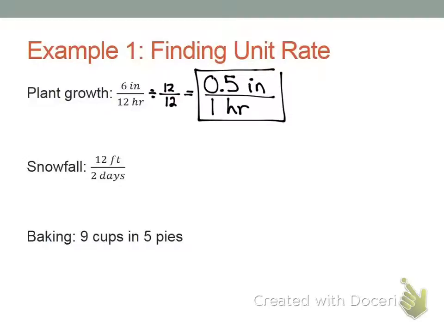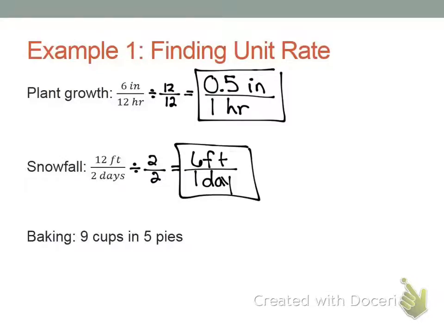All right, now in the second example, snow fell 12 feet in 2 days. Find the unit rate. So whatever unit is down here in my denominator, I want it to cancel down to 1. What would I divide 2 by to get it to cancel to 1? 2. Whatever the bottom number is, that's what I divide top and bottom by. And 12 divided by 2 is 6 feet in 1 day. All right, again, unit meaning 1, rate.